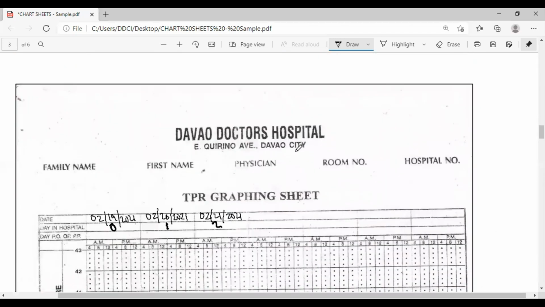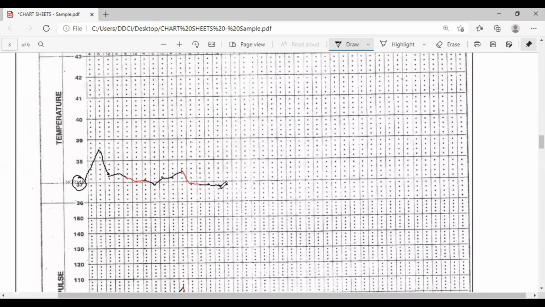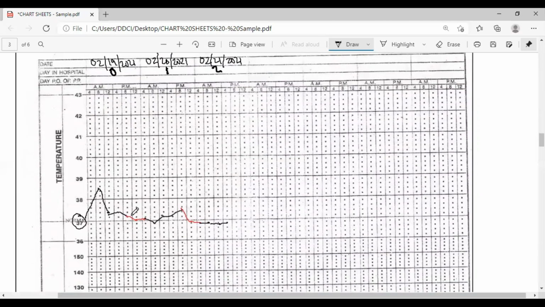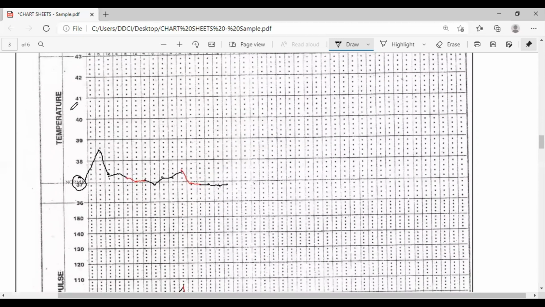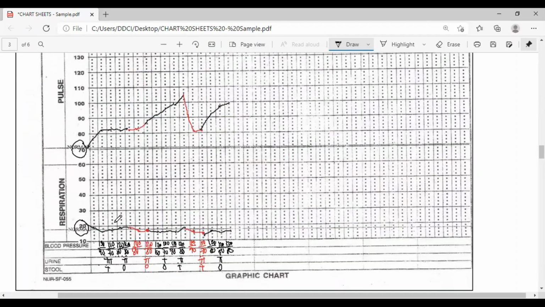Okay? And here's an example for the TPR. So as you can see, this is for day 2 of the patient. So we have here red for the night shift. So just like that, it's the temperature. This is the pulse. And you have your RR.